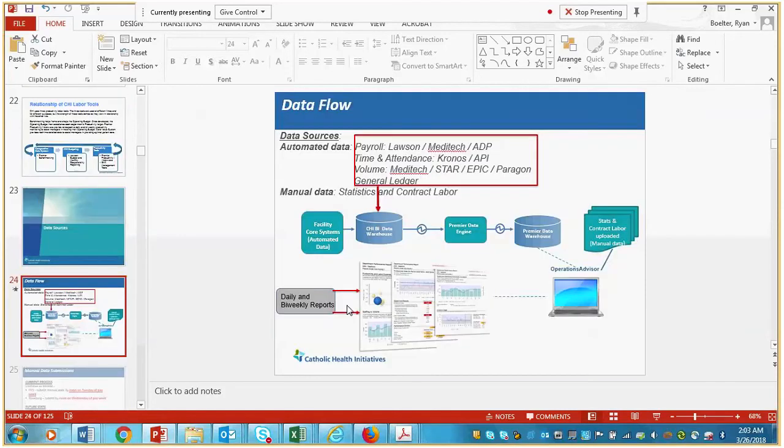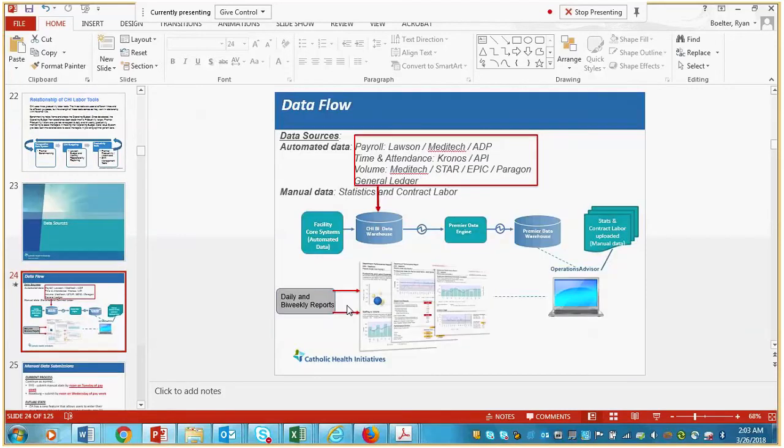With that, I'm going to move into data sources. As we're thinking about OA versus Visionware, the data really isn't changing. The data sources themselves haven't changed. The data still comes from payroll, Kronos time and attendance data for daily hours, whether it's Star or Meditech or Epic for your volumes, and Lawson for the general ledger.